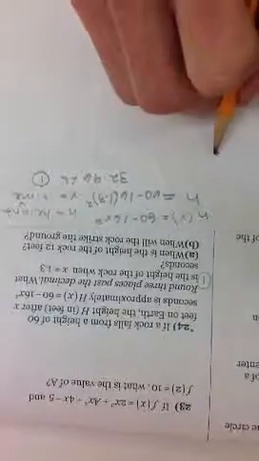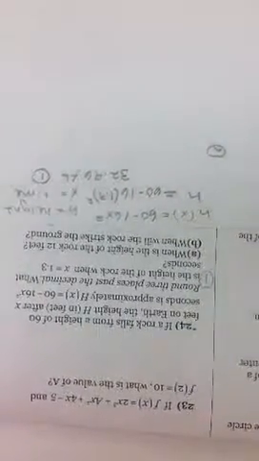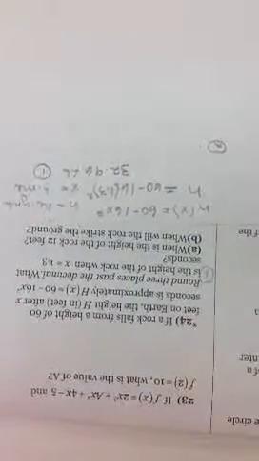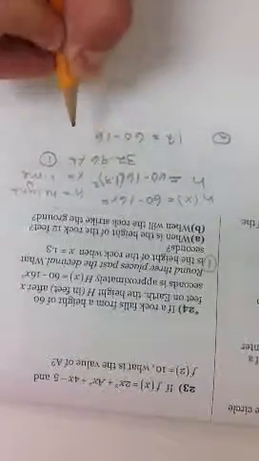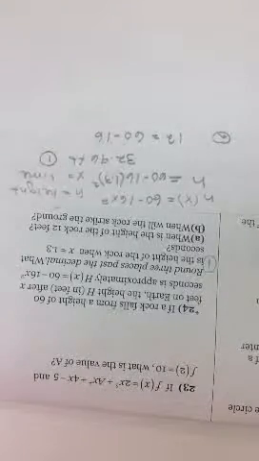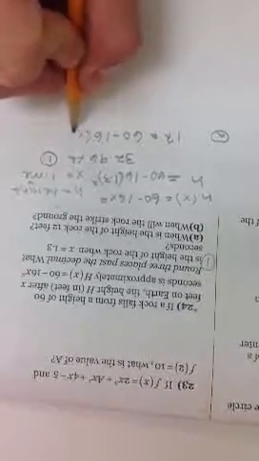Now, for part A, it asks us to find the time in which the height is at 12 feet. So to do that, we're going to plug in 12 for the height in the original equation. So 12 equals 60 minus 16, and we don't have any time because that's what we're solving for, so we're going to leave it as just x squared.